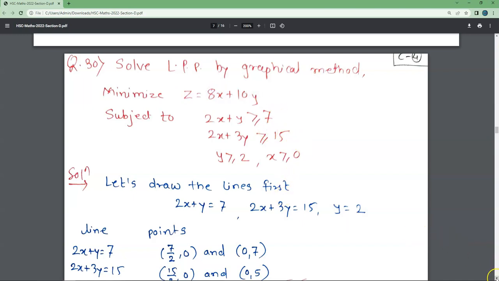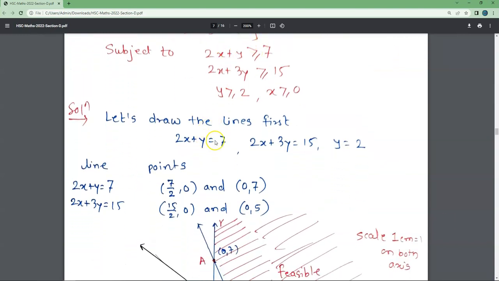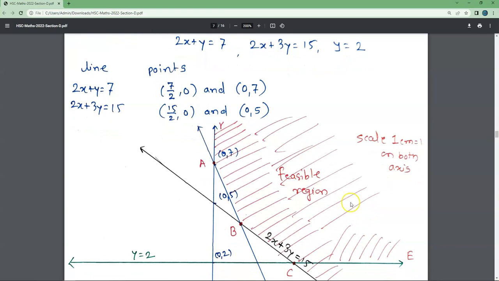सो पहिली गोष्ट मी सांगितली होती की आपल्याला जे इक्वेशन दिले ते इक्वल टू करून घ्यायचे आधी. 2x plus y is equal to 7, 2x plus 3y is equal to 15, and y is equal to 2. नाव, आणि हा जो खालचा ग्राफ मी काढलाय हा तुम्हाला ग्राफ पेपरवर काढायचा. रिमेंबर, मी इथे ग्राफ पेपर यूज करणं थोडंसं टाळलंय, पण तुम्ही ग्राफ पेपरवरती काढावा. ओके.